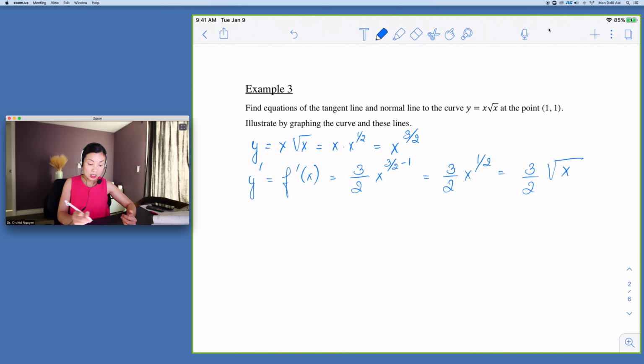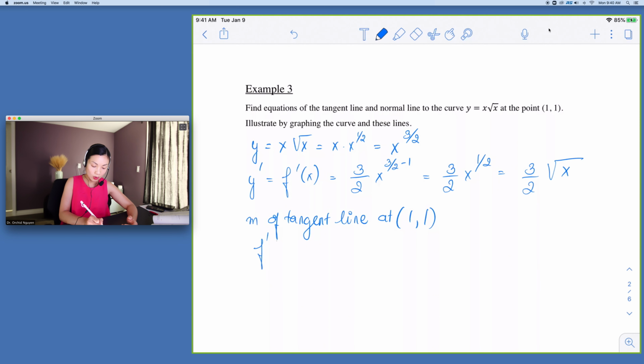Okay, so the slope of the tangent line at (1, 1) is going to be, and then we have to evaluate that. So I'm going to put 1 in here and evaluate. It's going to be 3/2 square root of 1, which is just 3/2, right? So this is the slope.